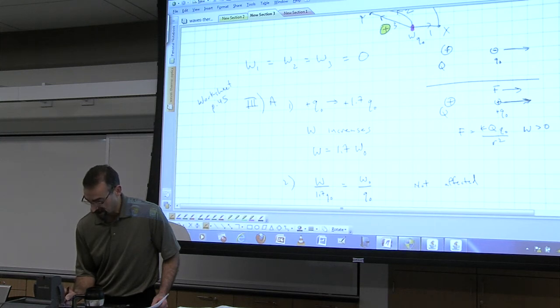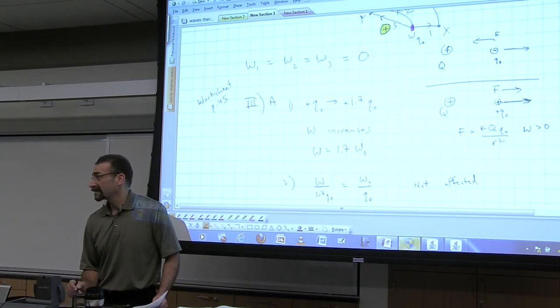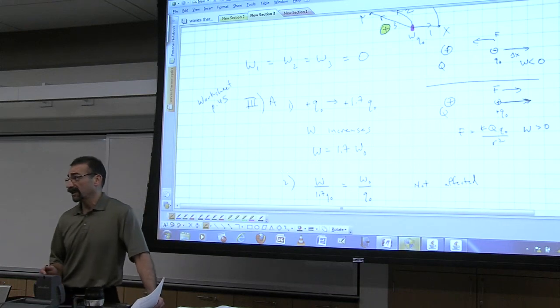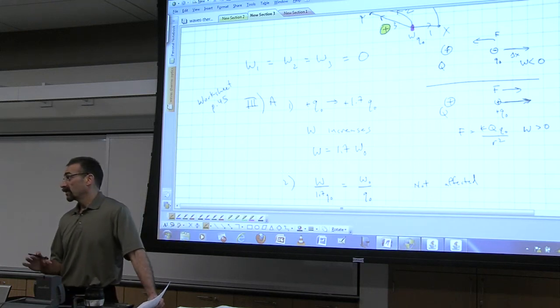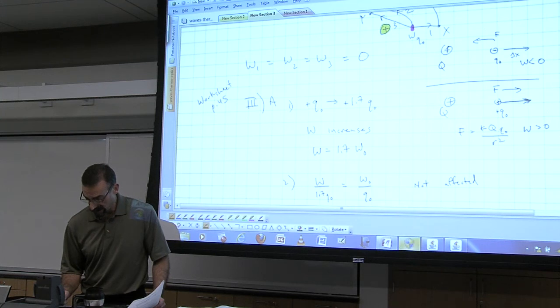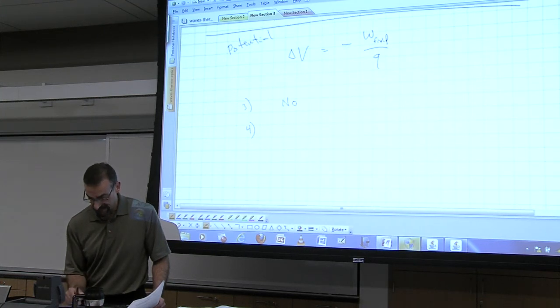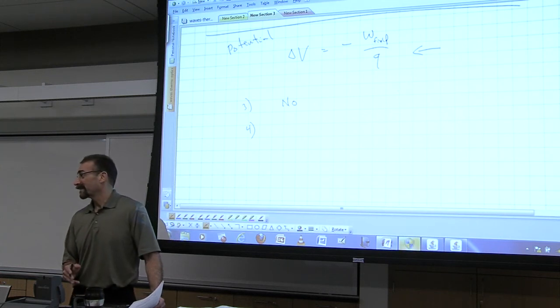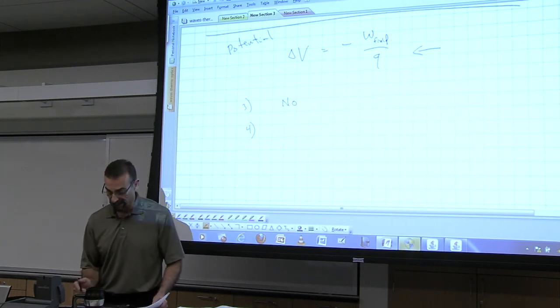What direction is the force on Q naught? The other way, right? Because opposites attract. And so the work done in this case is negative. It's moving to the right, but the force is to the left. We get negative work done. So the work has changed sign. Now we're going to divide by Q naught, which is a negative now. So what do we get for our potential difference?